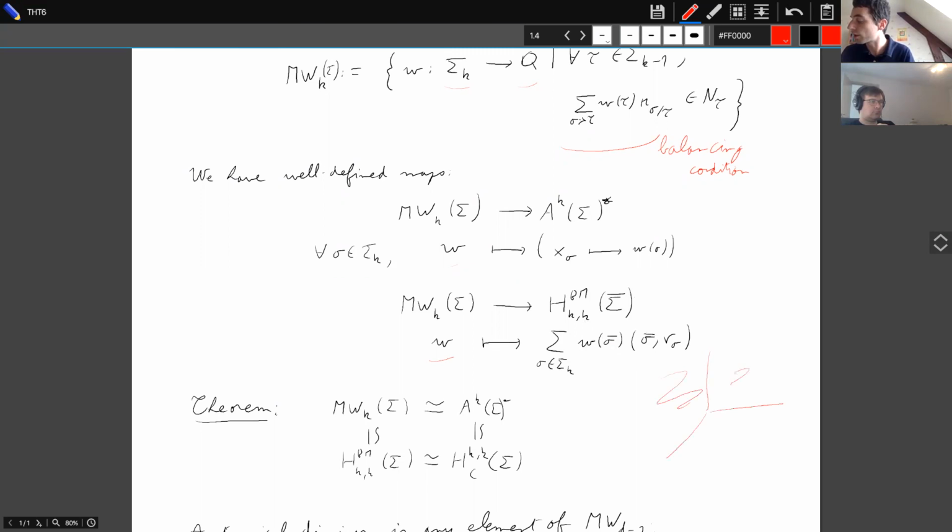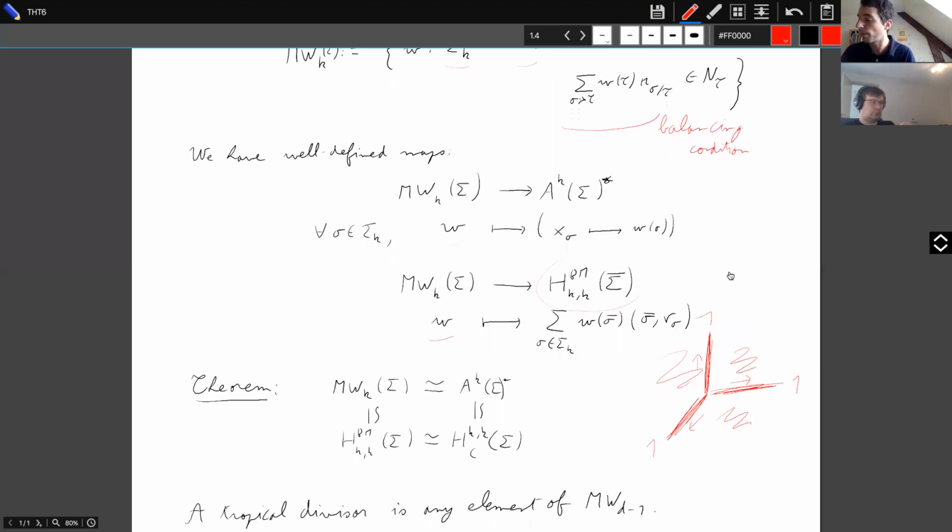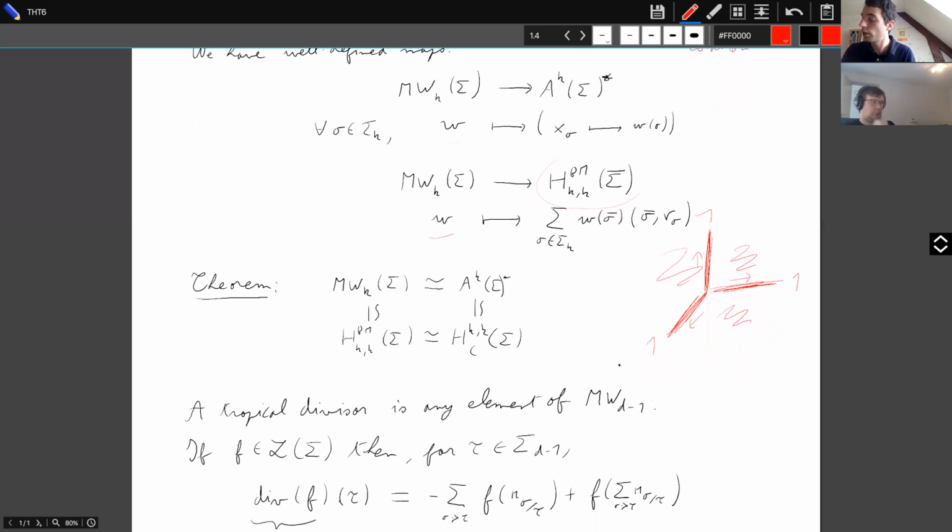For instance, I put weight 1 here, here, and here. And so I can just look at this, where I put the canonical multivector on each cone. And so this is a tropical cycle. It's a cycle, so it belongs to H_{k,k} of the compactification of sigma. And actually, everything is isomorphic if sigma is unimodular and tropical.